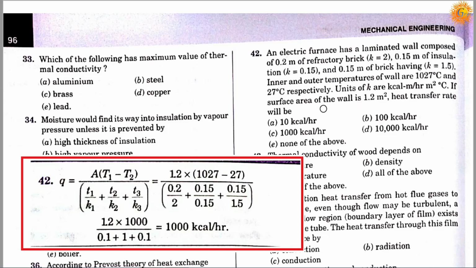If surface area of the wall is 1.2 meter square, heat transfer rate will be option A, 10 kilocalorie per hour. Option B, 100 kilocalorie per hour. Option C, 1000 kilocalorie per hour. Option D is 10,000 kilocalorie per hour. And option E is none of the above. So correct answer is C, it will be 1000 kilocalorie per hour.